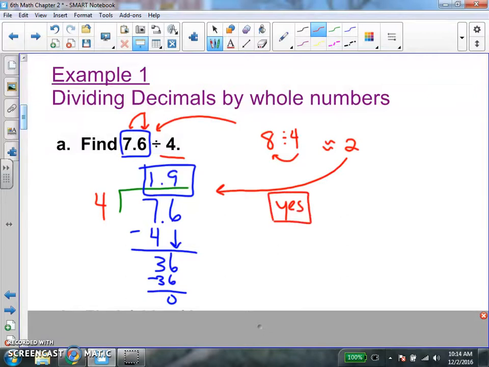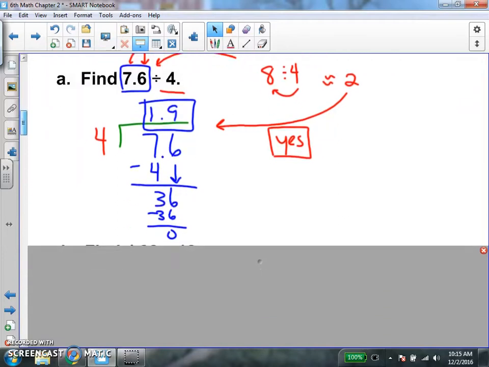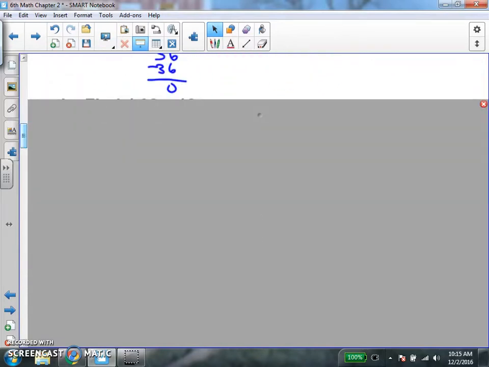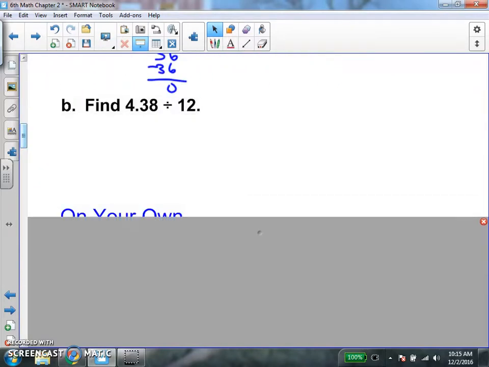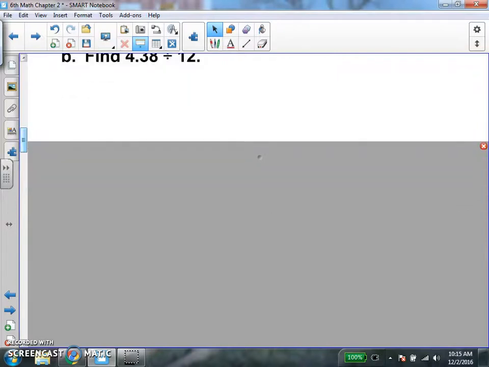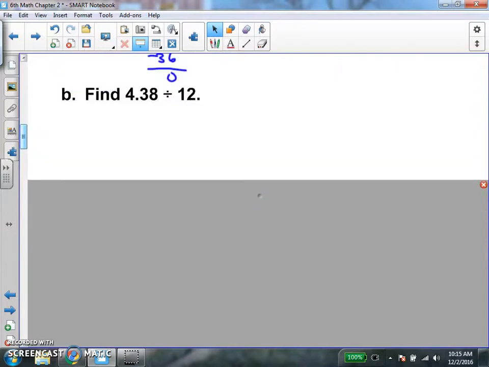Be sure to estimate, sometimes it can really help you in math. So 8 divided by 4 is 2, and so for 7.6 divided by 4, 1.9 is a reasonable answer. We'll try one more, and then I'll have some on your own practice problems. Again, this first number needs to go inside your long division sign.